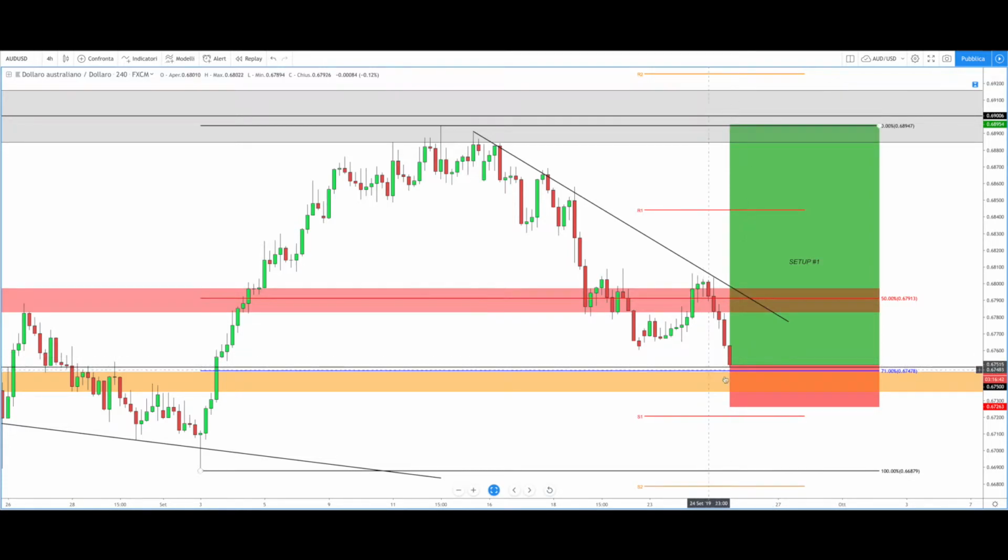So guys, we need only to watch the price action here, because for now the price has perfectly touched our entry point.